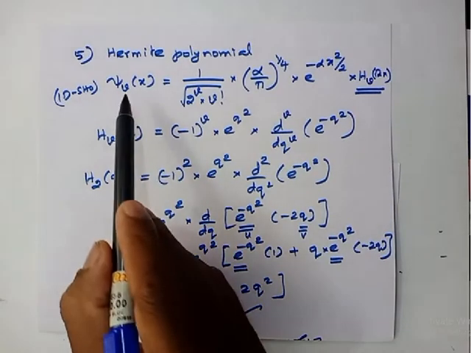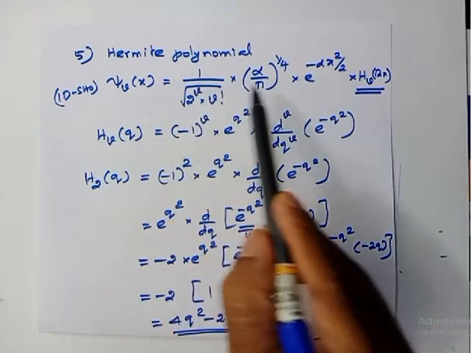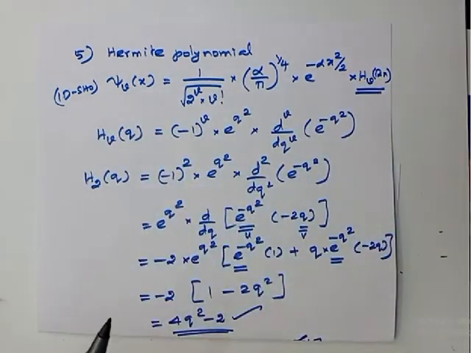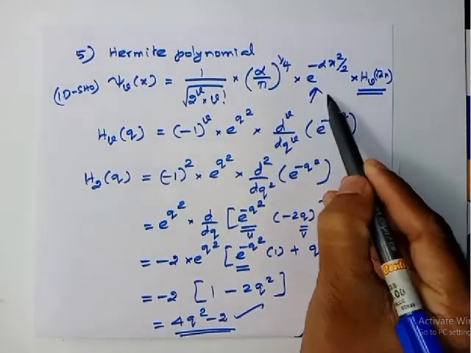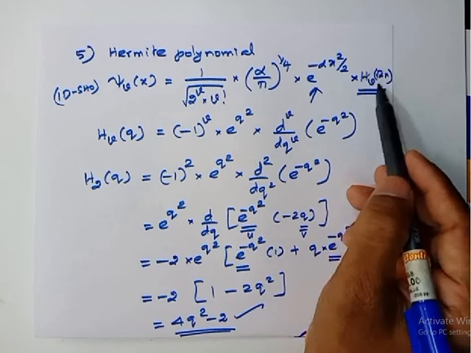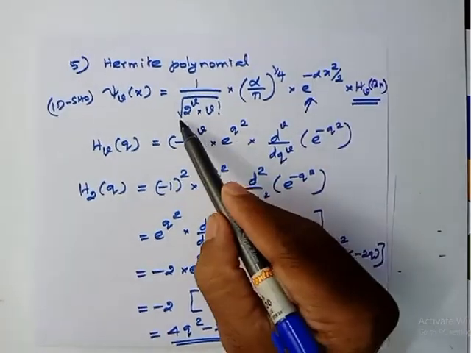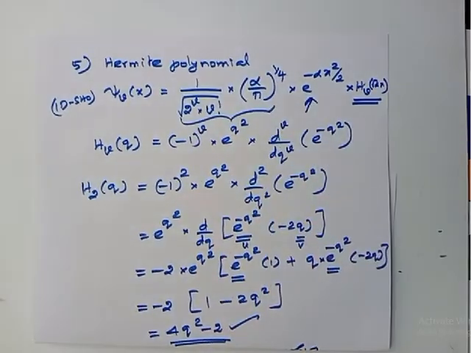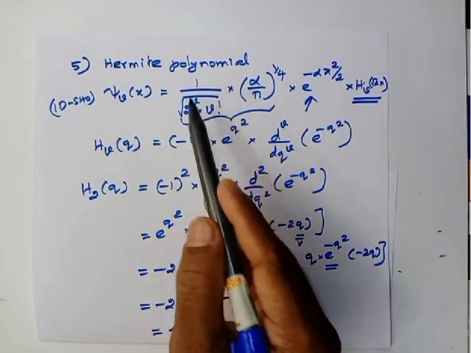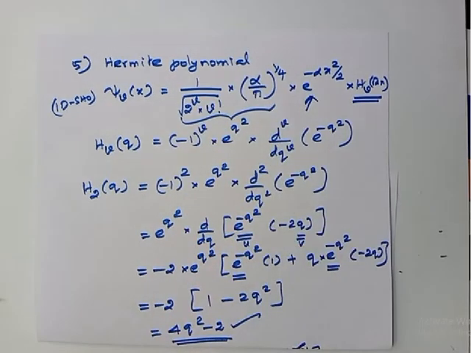This is the wave function for the one-dimensional simple harmonic oscillator. Okay, the full form of the wave function, which has a Gaussian function here. E power minus alpha x square by 2 is a Gaussian function, and we have a Hermite polynomial, and this is the normalization constant. Normalization constant also depends on v.